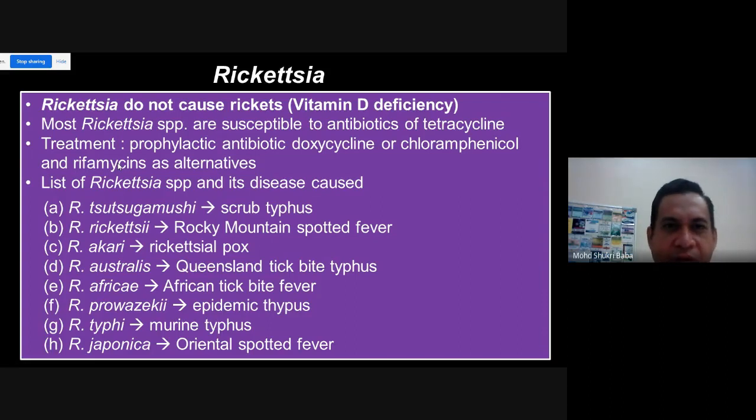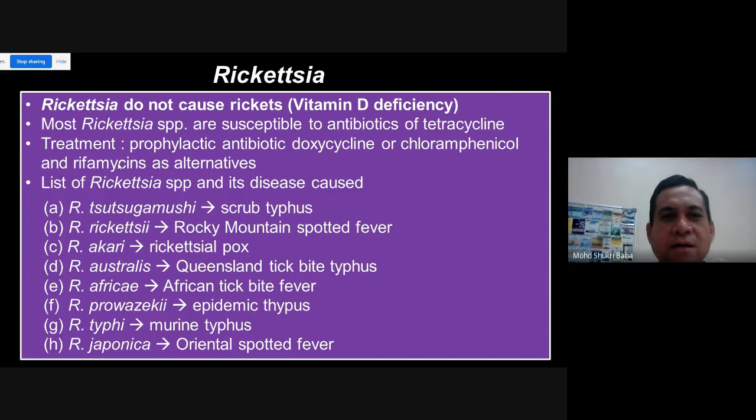So basically bila orang dapat penyakit-penyakit yang disebabkan oleh rickettsia, senang saja. Kalau you dapat detect awal, kita bagi tetracycline sebagai your first line antibiotic. Alright? So other than that, you might have a prophylactic antibiotic seperti doxycycline or chloramphenicol, and also rifamycin.